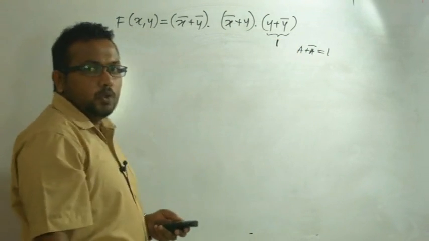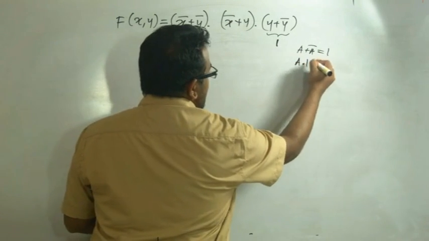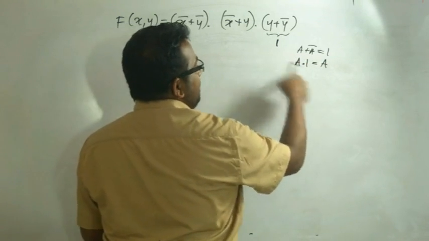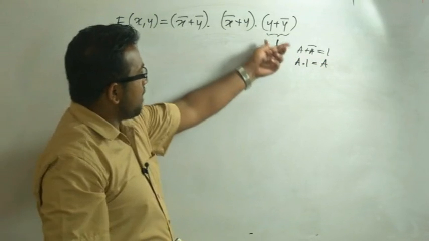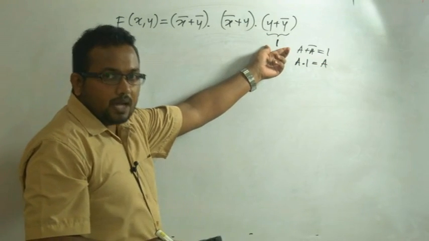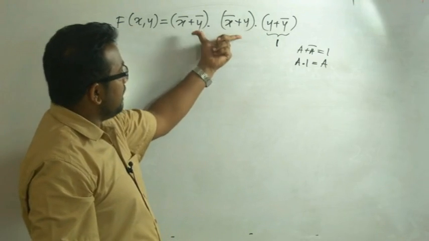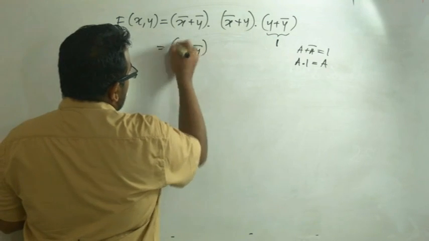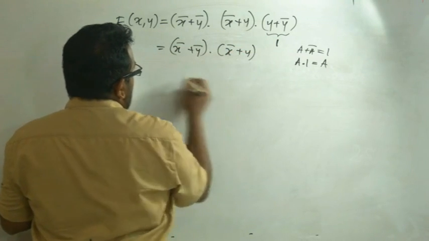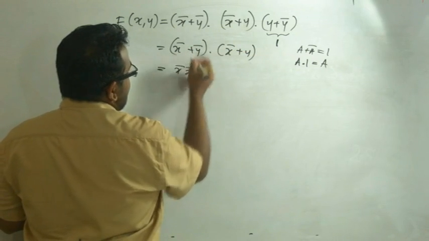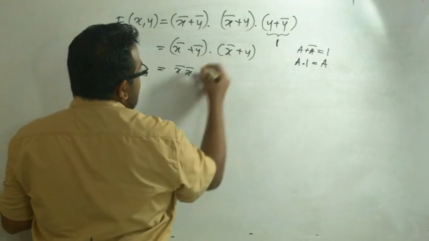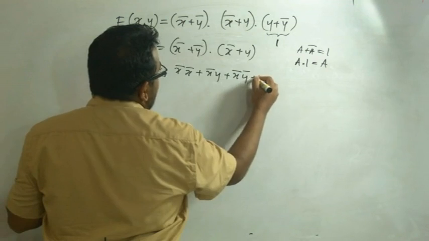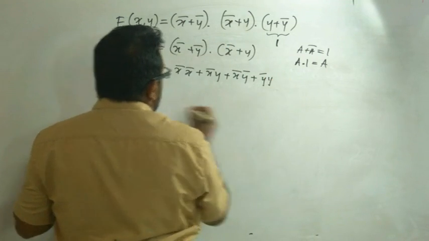Again there is a Boolean law that A into 1 equals A, which means if you take the product of 1 with another, it will become the same thing, so if we have 1 here, we do not bother about that part, because 1 into these two gives you this part as it is. So we take it here, and we will multiply x bar, this and this, and this and this, x bar y, and this x bar y bar, and this y bar y.